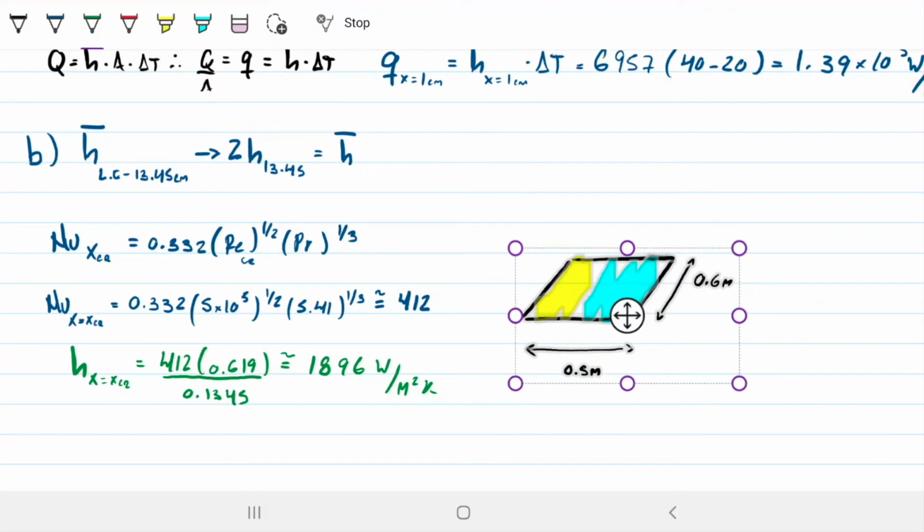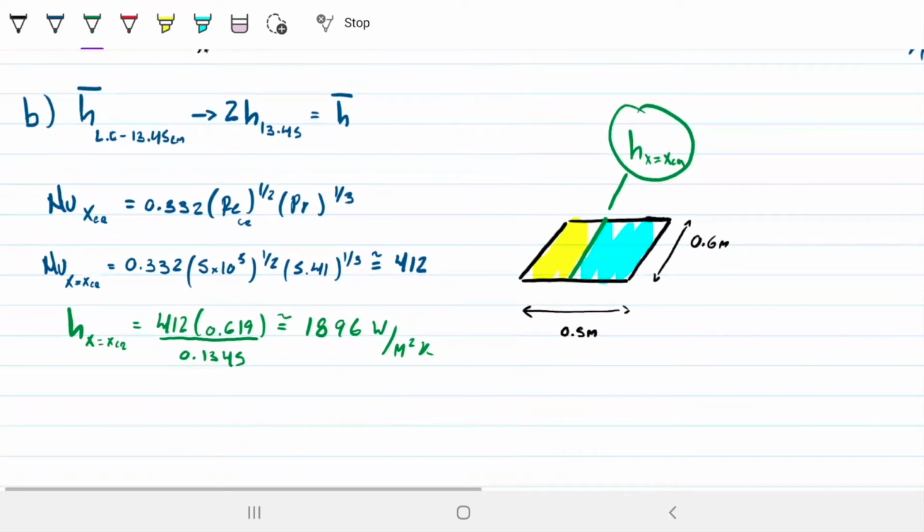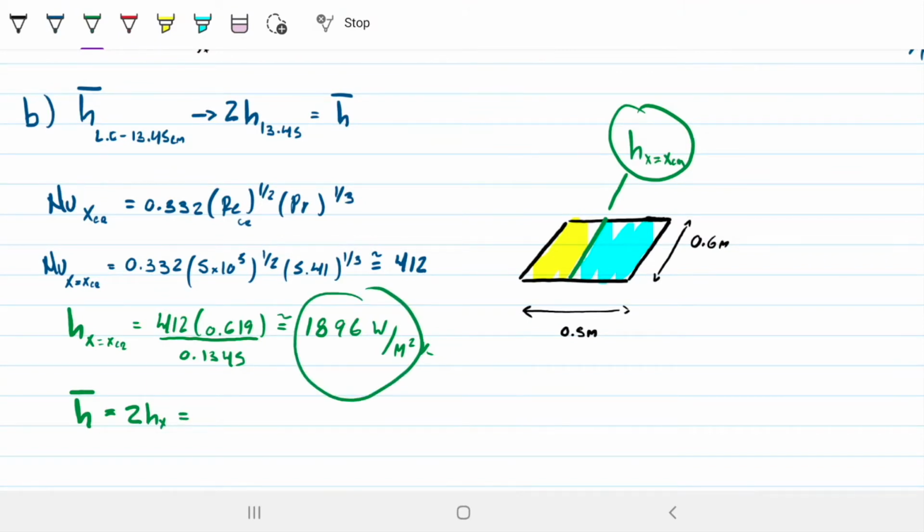What we just found is, if I draw a green line here, the coefficient for this green line here, right? So this is the coefficient at x equals x critical. What I want to do now is find the average. So what will be the average of all these coefficients from the leading edge all the way to that? And I know that that's just going to be double the local one, right? So if I want to find the average one, I'll just take 2 times the local one. In this case, my average is just going to be 2 times this, 2 times the 1896, which is 3792.